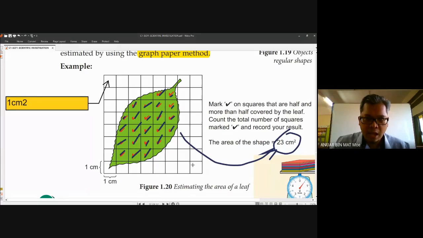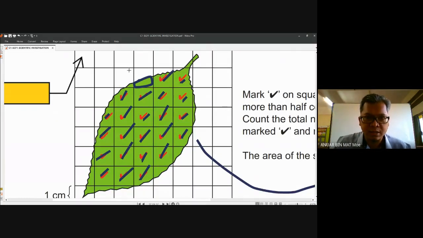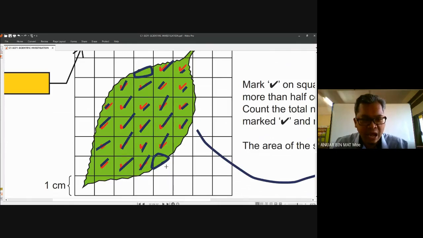How about this area? You can see here, is it included or not in your count? It is not included because maybe it is less than half. Here also maybe you do not need to include, because it is less than half of 1 centimeter square. Here also you no need to count, because maybe it is only half of 1 centimeter square. Okay, this is just estimation.